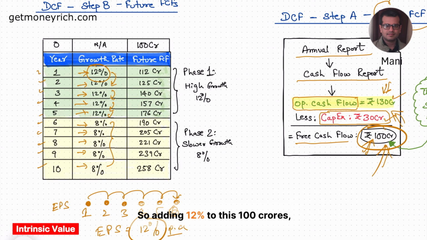So adding 12% to this 100 crores, what will be the free cash flow for the first year? It will be 112 crores. Now to 112 crore, we will add another 12%. It will become 125 crores. So this way we can calculate the free cash flow for the next 10 years. So once you have done this calculation, you are ready for the next step.